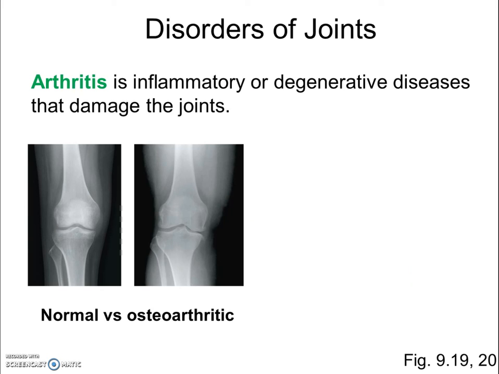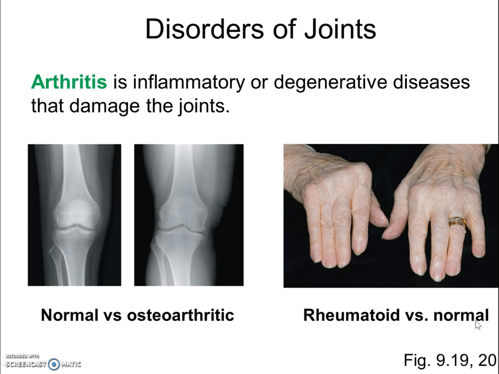Arthritis is an inflammatory or degenerative disease that damages the joints. So here we've got, again, the knee joint. We've got the femur on the top, tibia below, and the fibula off to the side. This is a nice normal joint. And here you have an osteoarthritic joint. So notice there's not a nice even space between the two bones. Notice they're slightly out of alignment. And again, that's because the joint itself is deteriorating.